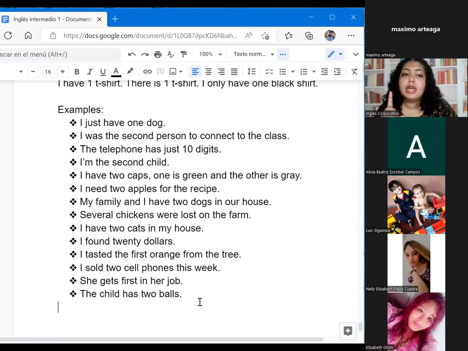Pero hay, a veces, estos dos se pueden utilizar para ambos. So, we can use it for both, for countable and uncountable nouns. And we are going to see some examples of that specification.